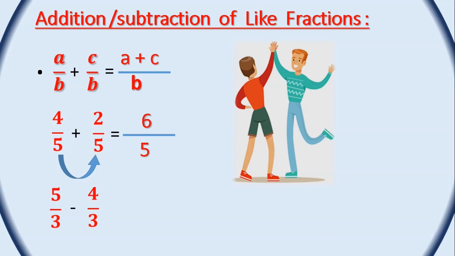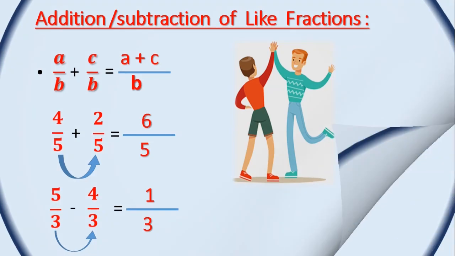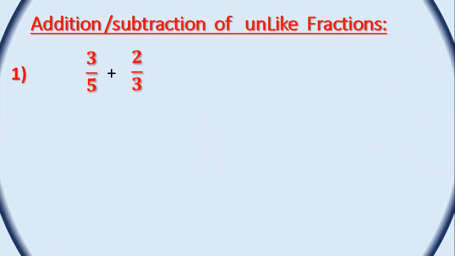Another example, 5 over 3 minus 4 over 3. Here we keep the denominator 3 and we subtract 5 minus 4 equals to 1. Good. Now, how to add or subtract unlike fractions?